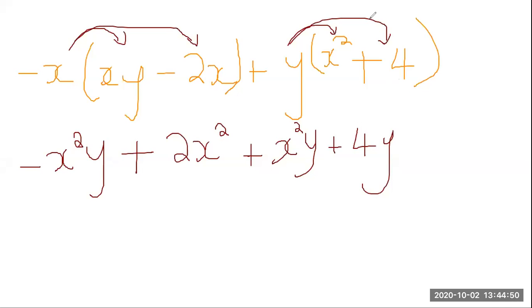That is correct. So right here, I realized that my only like terms are this x squared y and this x squared y. But one is a minus and one is a plus. I know that's going to cancel. I'm not going to rewrite this whole thing. I know that I'm going to have 2x squared left and the plus 4y. So my answer is 2x squared plus 4y.